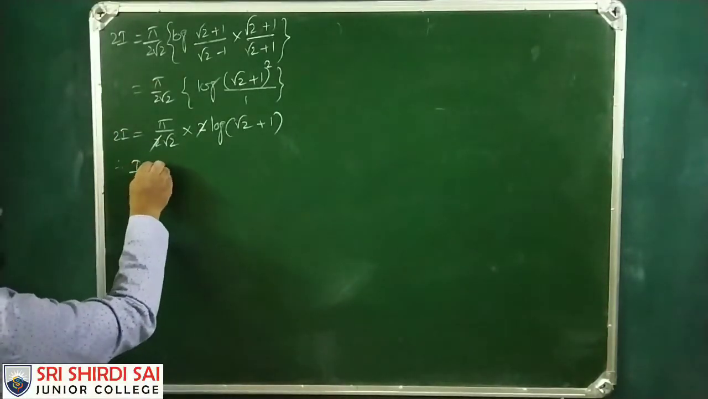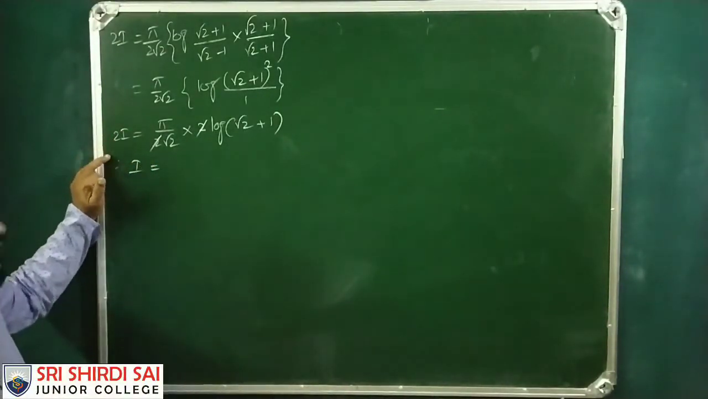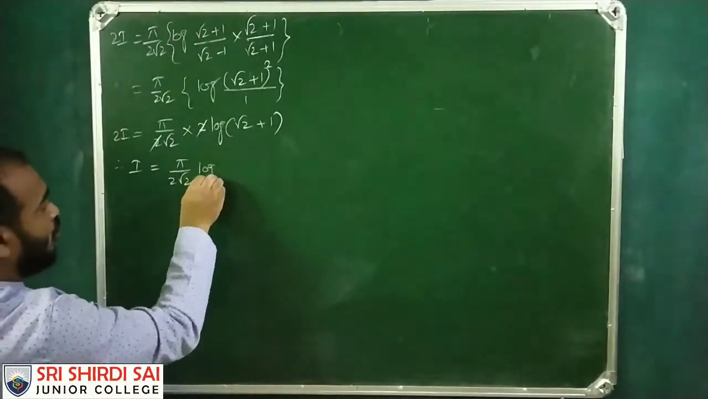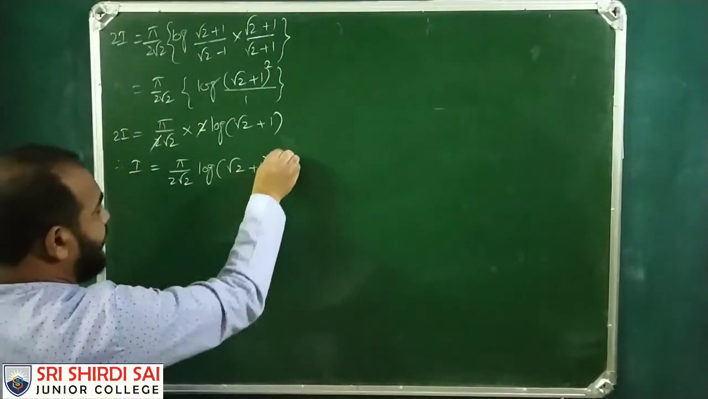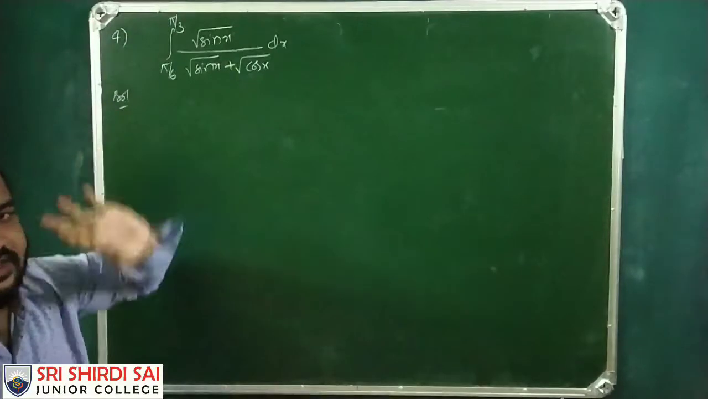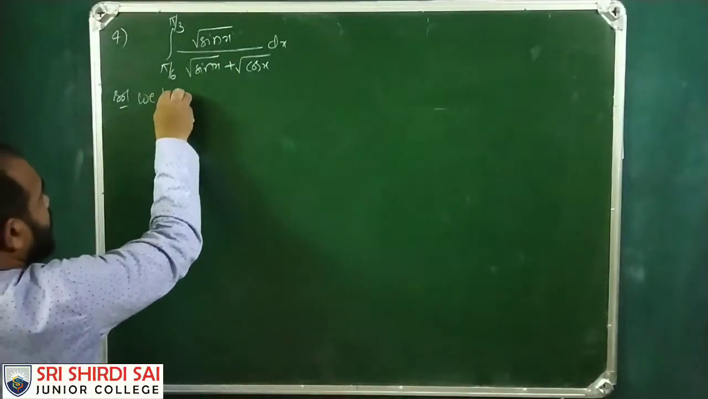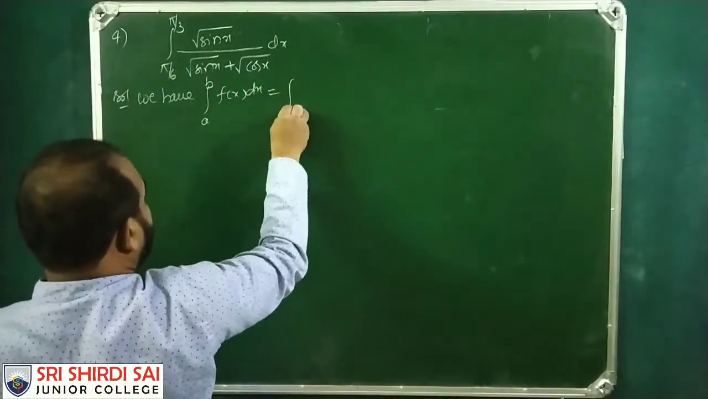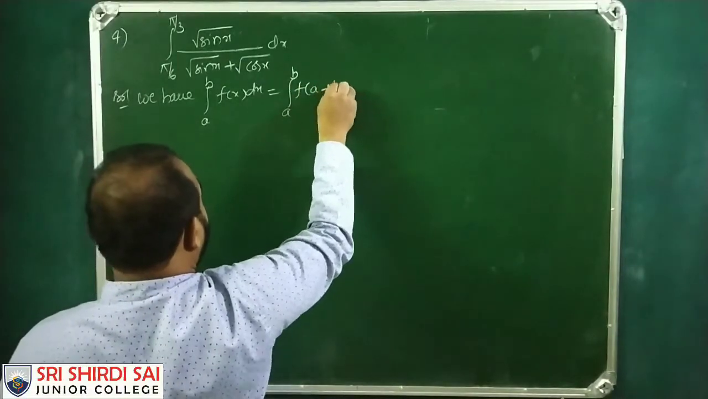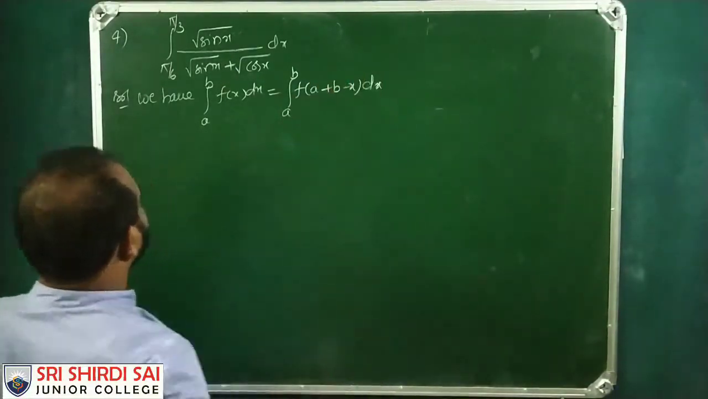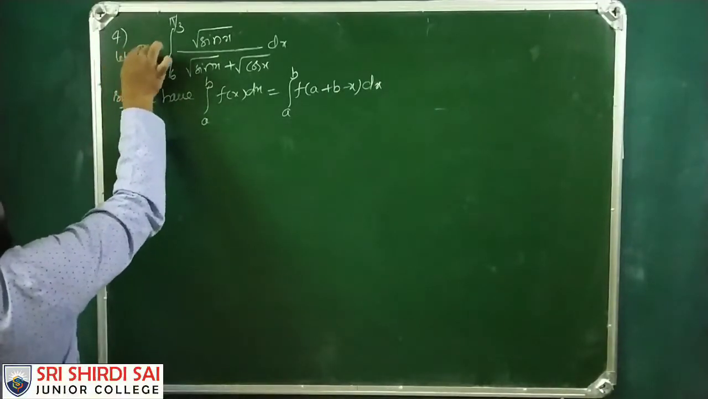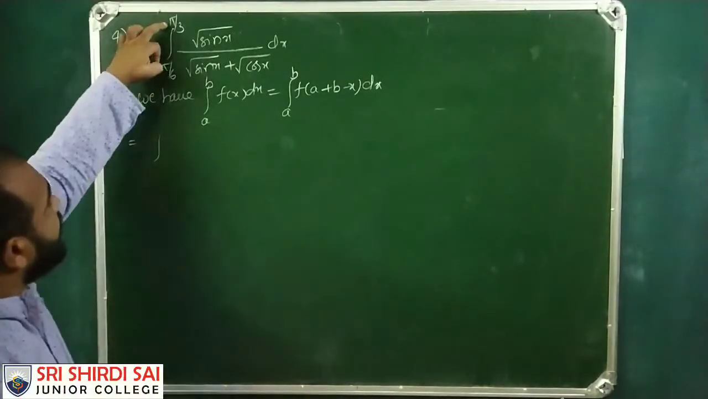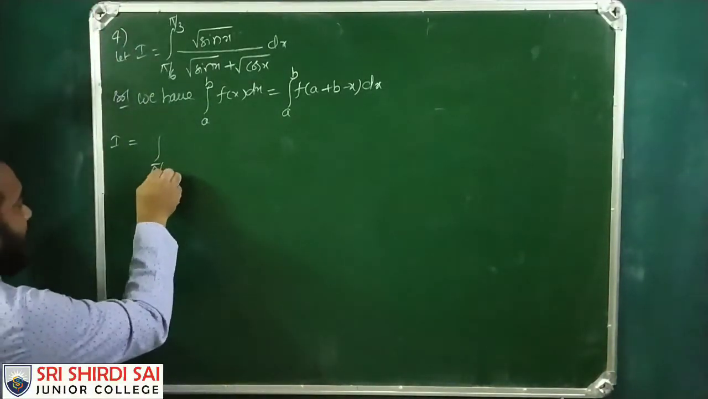Therefore, if I want I, this 2 is to be transposed here. So I is pi by 2 root 2 log root 2 plus 1. This is of the form integral a to b f of x dx. We have the property integral a to b f of x dx is equal to integral a to b f of a plus b minus x dx. So let us take this to be I is equal to integral, this is a and this is b, pi by 6 to pi by 3.